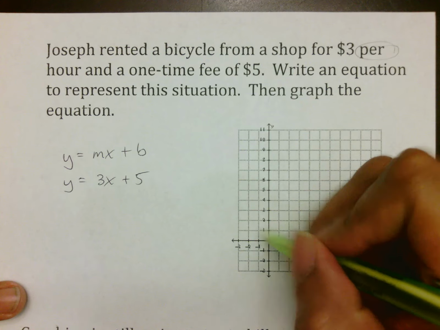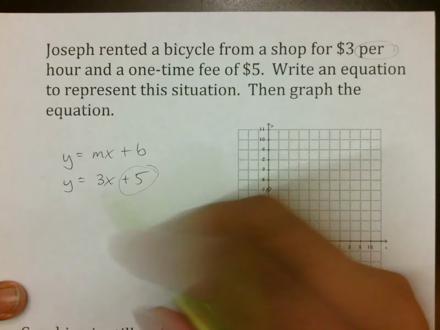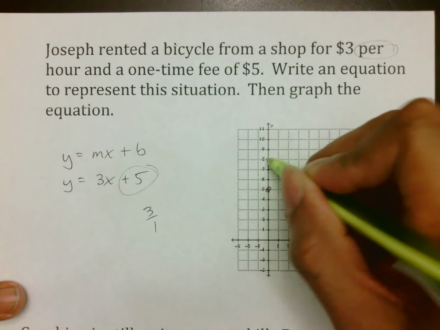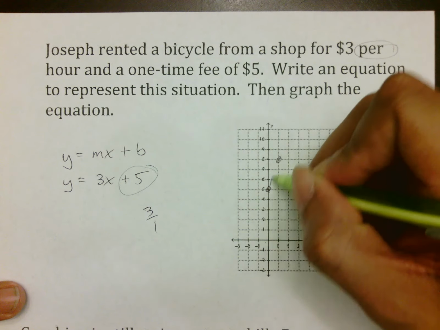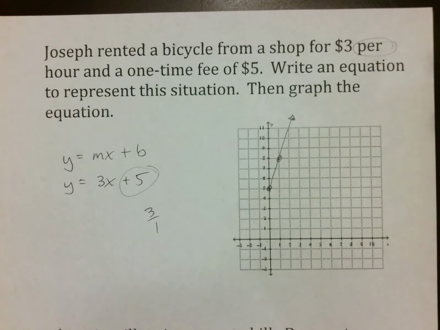So again, what we do here is we represent the 5 by going 1, 2, 3, 4, 5 up, and the 3 represents 3 over 1. So from that 5, go 1, 2, 3 up, 1 over, and that would be the graph that you are looking for.